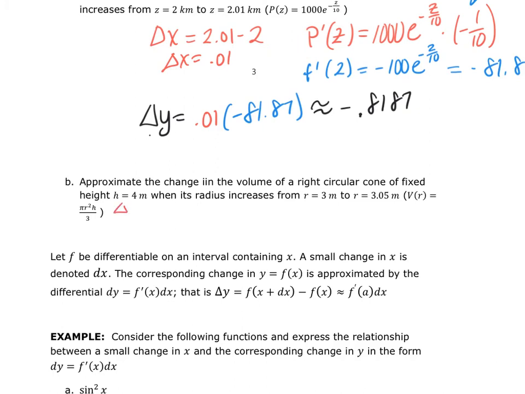So let's find our delta x. This is going to be 3.05 minus 3, which is 0.05. So I find my delta x.